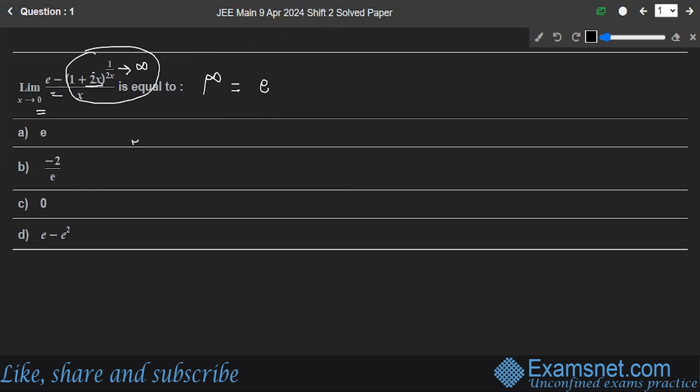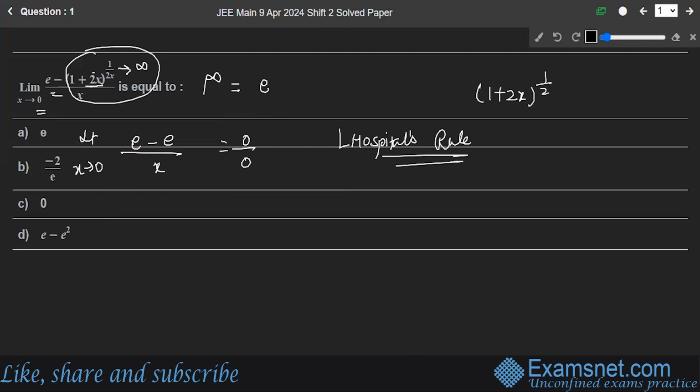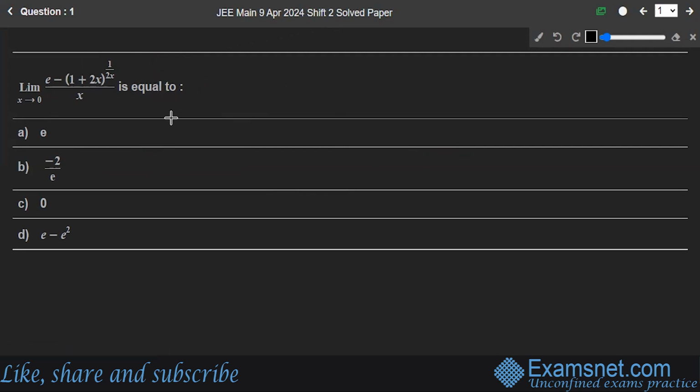And the left hand side is e minus e upon x. So as limit x approaches 0, this will be a 0 upon 0 form. The very famous L'Hospital's rule will come over here. For that, because you are having (1 plus 2x) power 1 upon 2x, a function raised to the power of another function, you have to take the logarithm of it. I think that will be a bit tough. Let's go for the easier version of it.